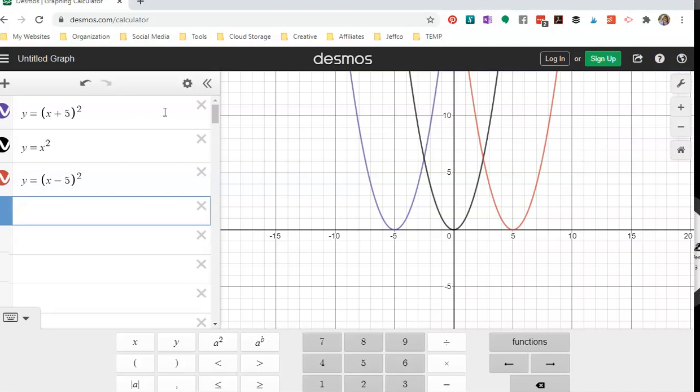Okay, did it do what you expected it to do? I'm guessing yes, because basically when we had plus 5, it moved it to the left. So you would expect it to do the opposite. When you do -5, it puts it to the right. This one is kind of tricky because you kind of expect it to do the opposite.